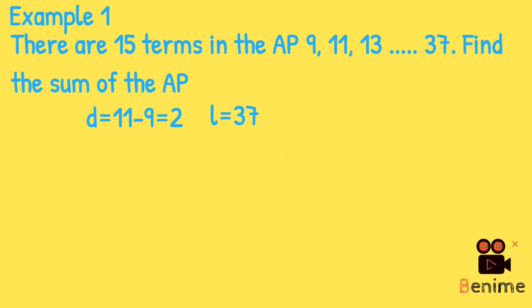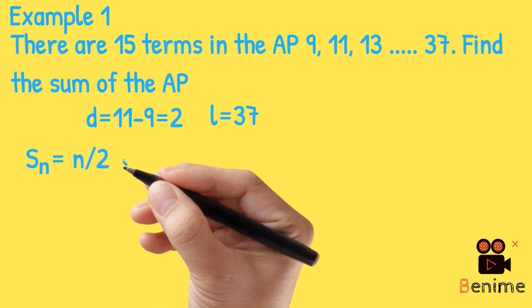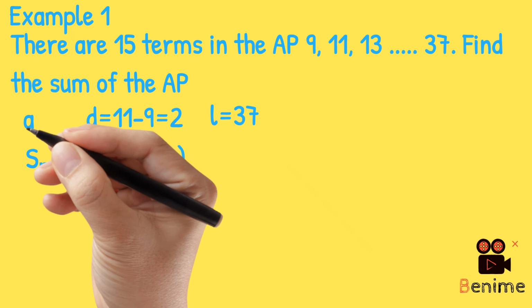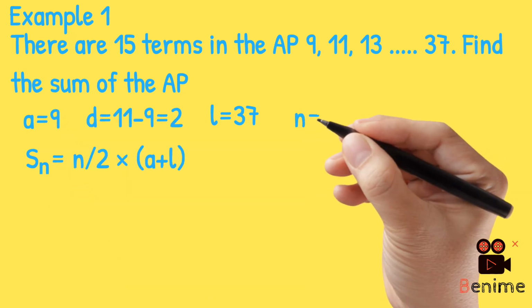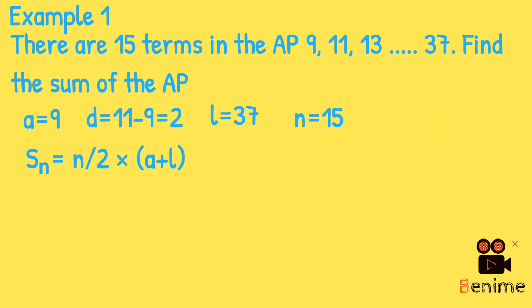Since we have our last term, we can easily use the first formula. Remember I said that the first formula is easier to use. So although we know our common difference as 2, we will not use the second formula because it's more hectic than the first formula. The first formula is Sn is equal to n over 2 open bracket a plus l. Our a is the first term, which is 9. n is the number of terms, which is 15, and L is the last term, 37.